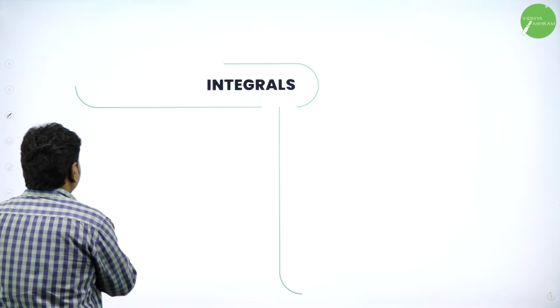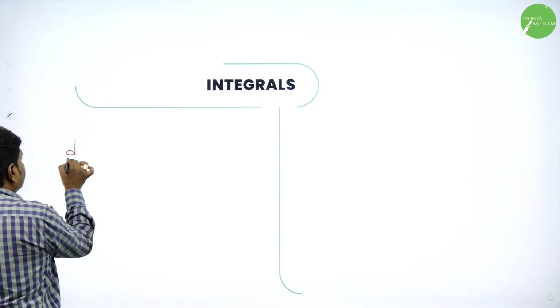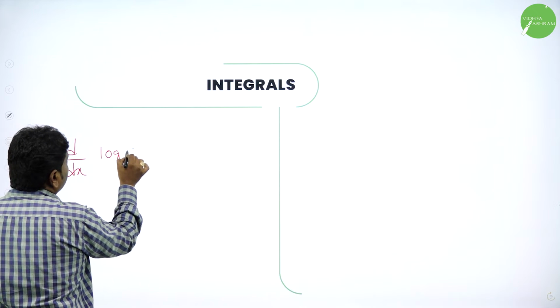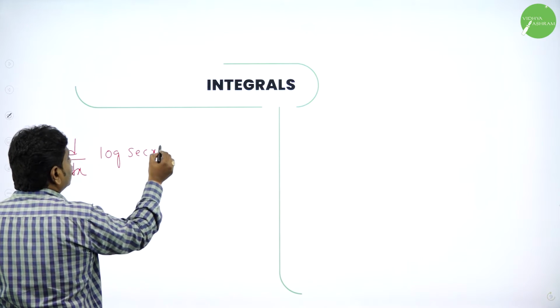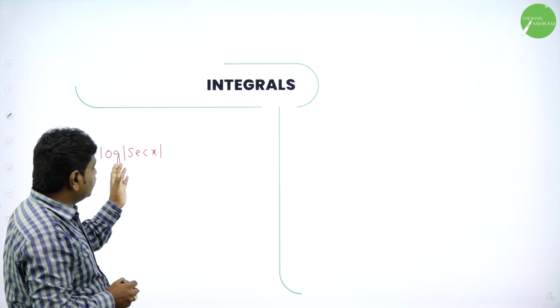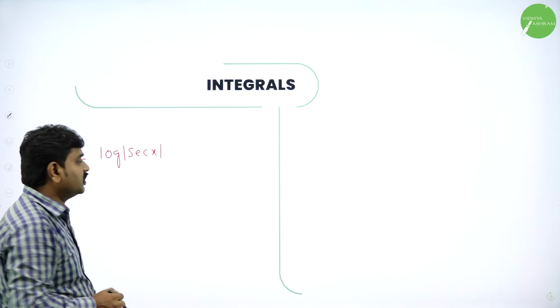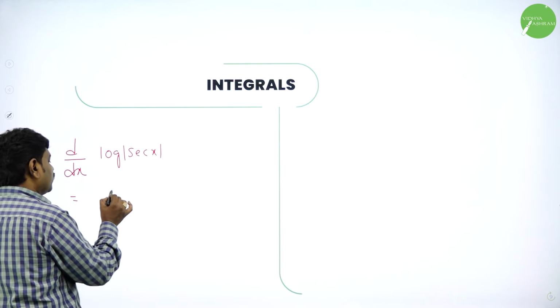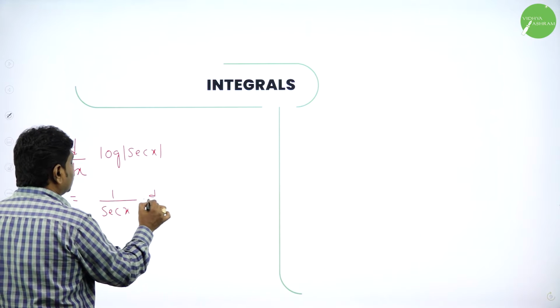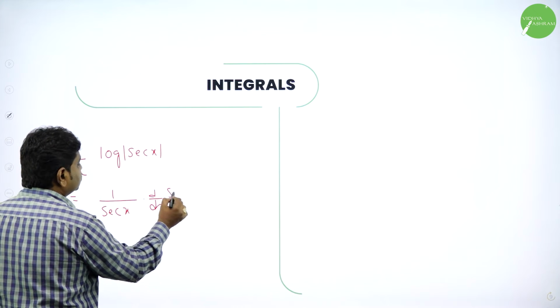So let me take the third one. First I will try d by dx of log of mod secant x. I am going back to differentiation. Why? Because if you know derivatives, you can integrate. Now you differentiate this, definitely you will get tan x. The derivative of log f of x is 1 by f of x into d by dx of the internal function. What is the internal function? Secant x, chain rule.